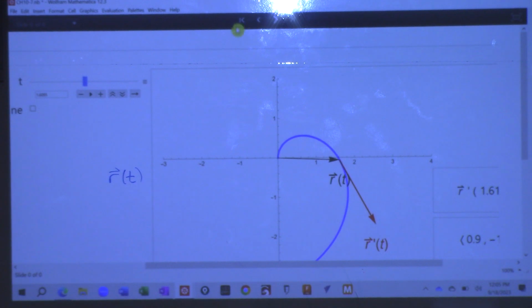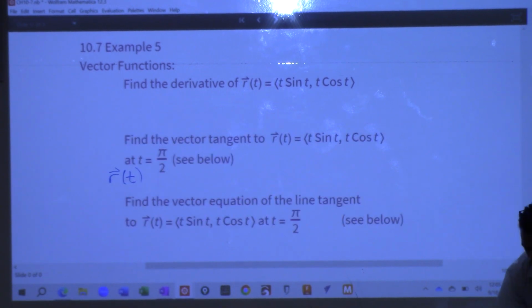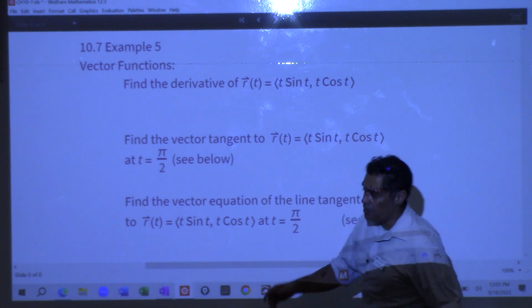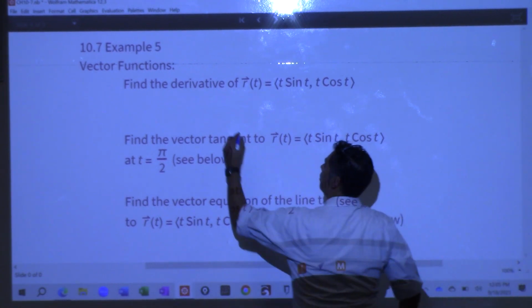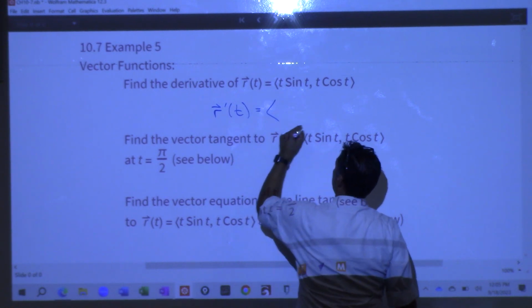So let's do this example. Let's find the derivative of this vector function first. This is going to be super straightforward. So what is the derivative of that? All you have to do is take the derivative of each one of those, right?